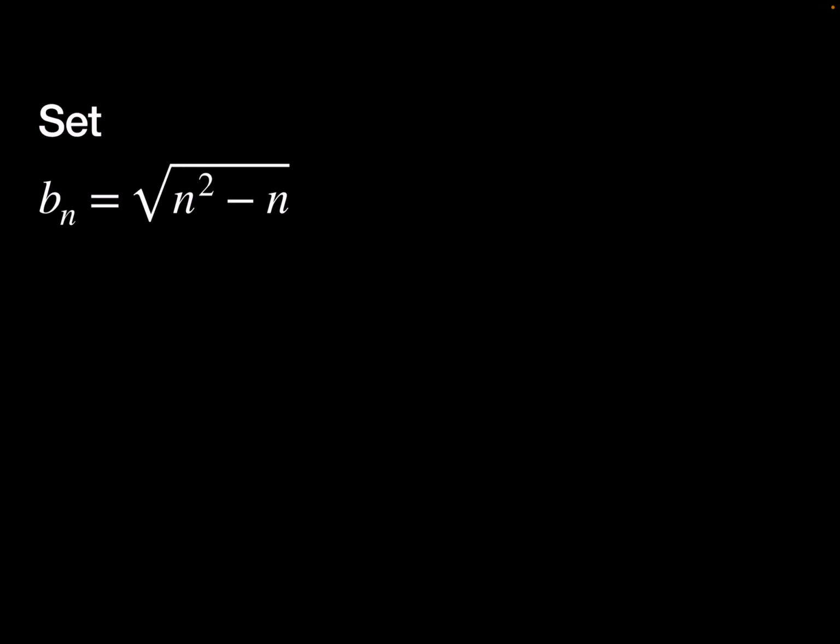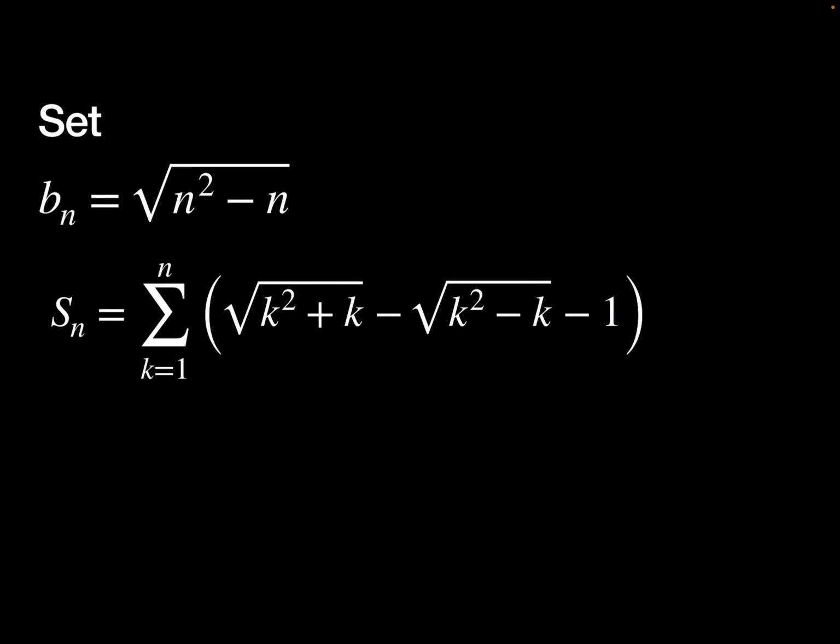Now we're going to introduce some notation. We're going to define two sequences. The first sequence, which we call b sub n, is defined by b sub n equals the square root of n squared minus n. And the second one is the sequence of partial sums of our series. So it's s sub n equals the sum as k goes from 1 to n of the square root of k squared plus k minus the square root of k squared minus k minus 1. Now the goal here is to find a relationship between s sub n and b sub n.